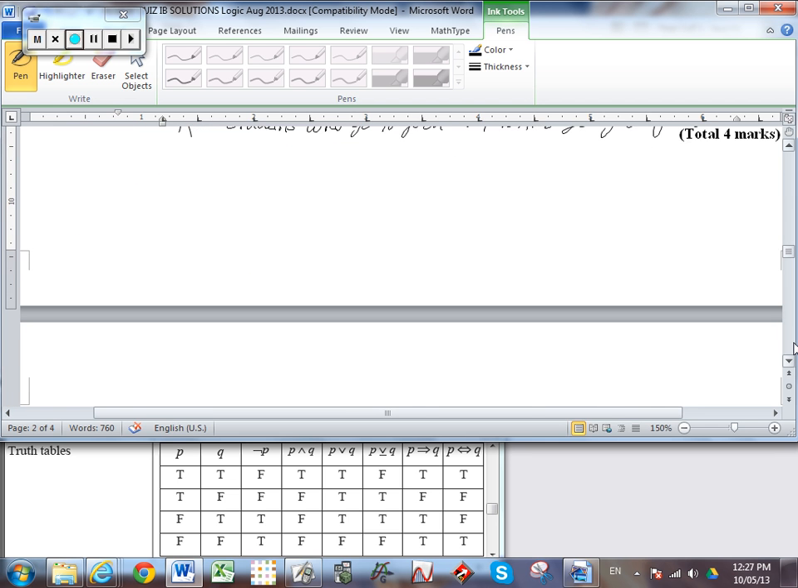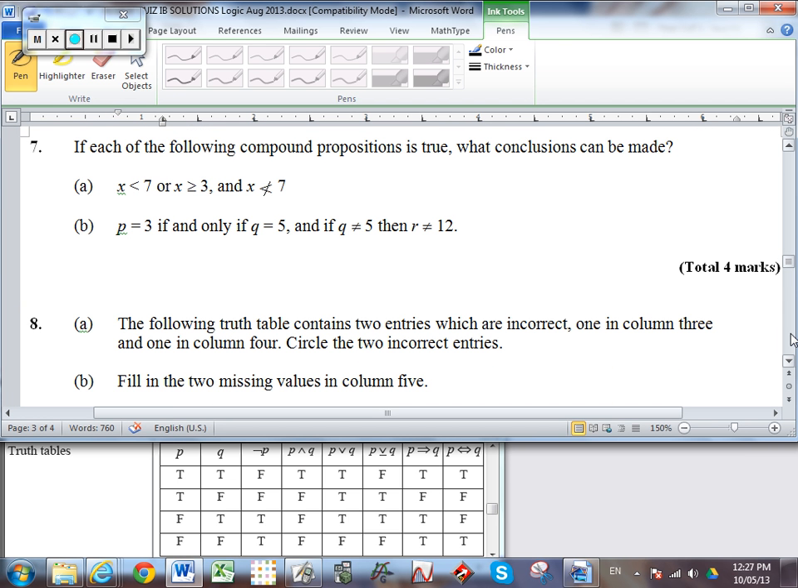Alright, number 7. If each of these compound propositions is true, what conclusions can be made? So we've been told that this thing right here is true. So imagine, what are the numbers that are less than 7 or are greater than or equal to 3? Now, or, when we're thinking on a Venn diagram, just means shade both. We shade all of A, or B, and we shade all of B, right? And it's the same thing on a number line. The or means that we're going to shade both sections.